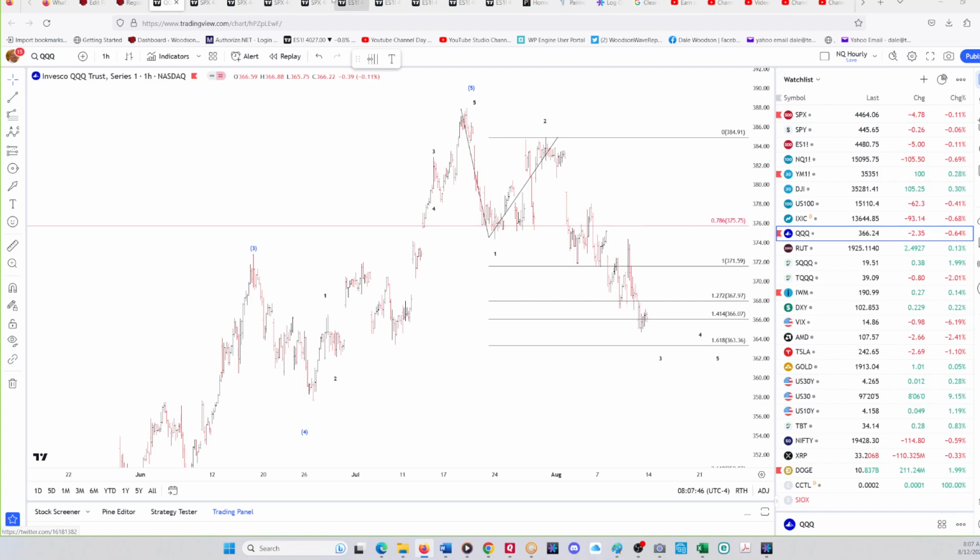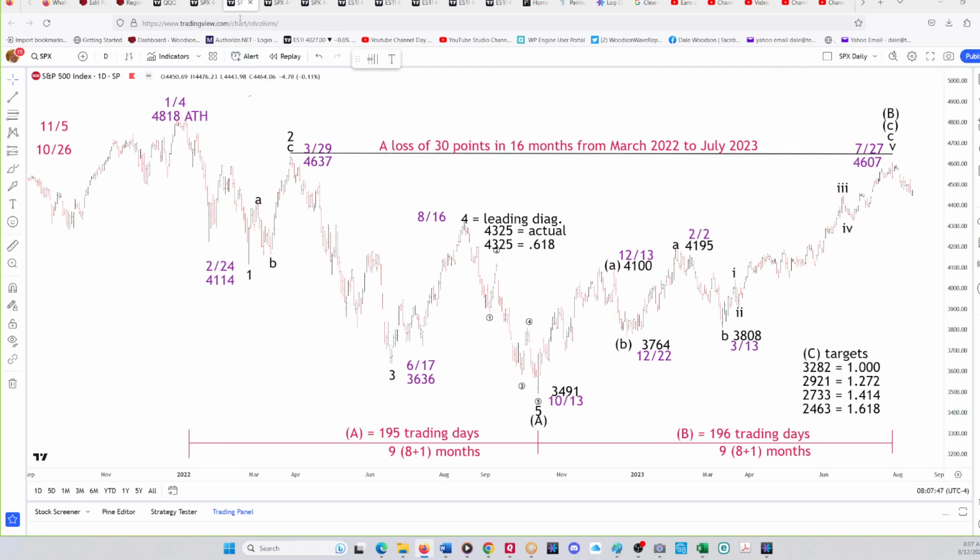Let's get back to our charts here. Let's go to the daily on the S&P 500 cash. There's the all-time high there. There's A down in parentheses. There's B up, and that topped on July 27th. You can see a lot of information here. This B wave went up to the previous second wave high, and there's a difference of 30 points. So from March of last year to July of this year, 16 months, net loss of 30 points.